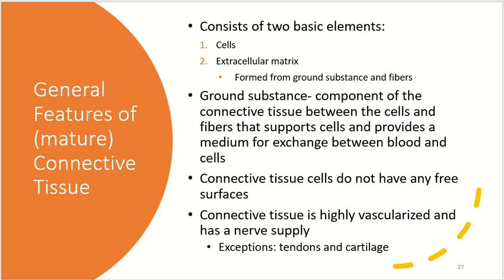The connective tissue cells are not going to have any free surfaces, and this connective tissue is always going to be highly vascularized, with a pretty extensive nerve supply. Again, the exception to this rule being tendons and cartilage, which are extremely avascular.